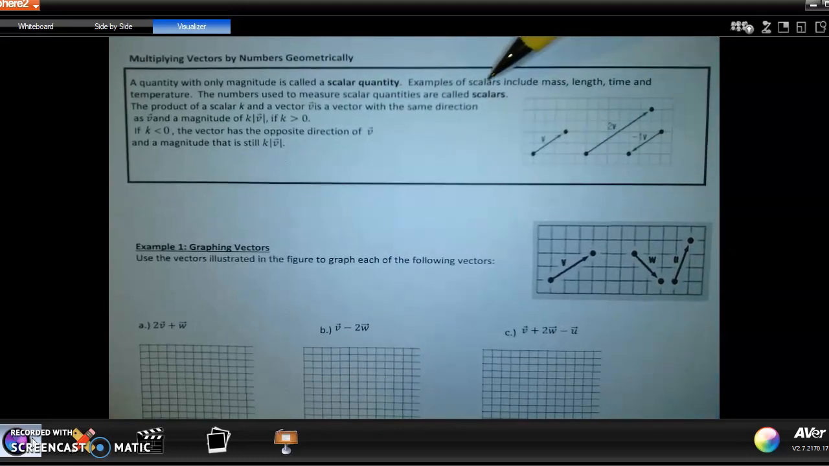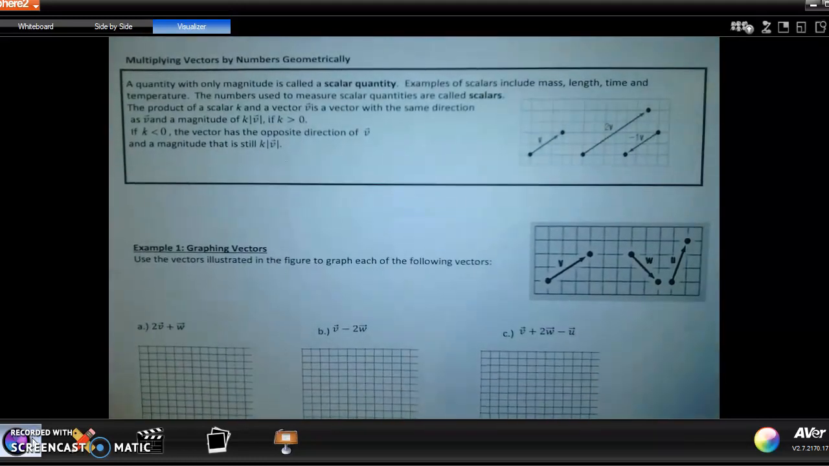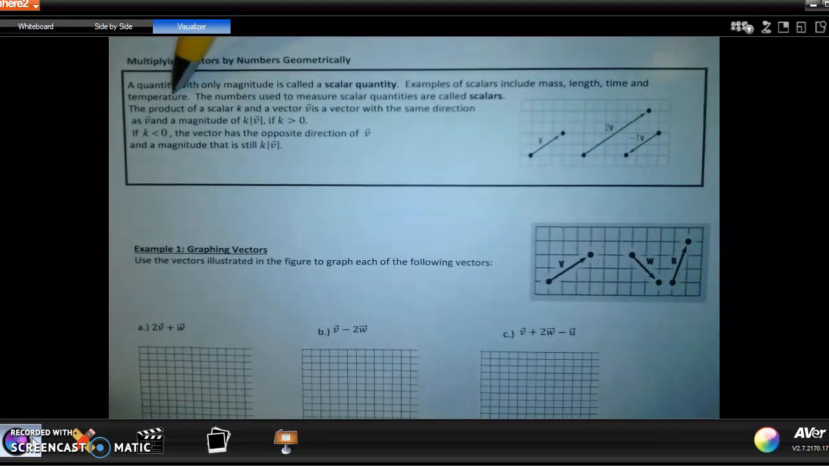Okay, so examples of scalars would be mass, length, so like how long something is, time. You could talk about the amount of time something's going, but you wouldn't talk about the direction of time. Or temperature. Same idea there. You could talk about how hot or how cold something is, but you wouldn't talk about that temperature as having any kind of direction at all. So a scalar is just a quantity that has magnitude. You could have more temperature, you could have less temperature, but there's no direction involved. Okay, the numbers used to measure scalar quantities are called scalars.